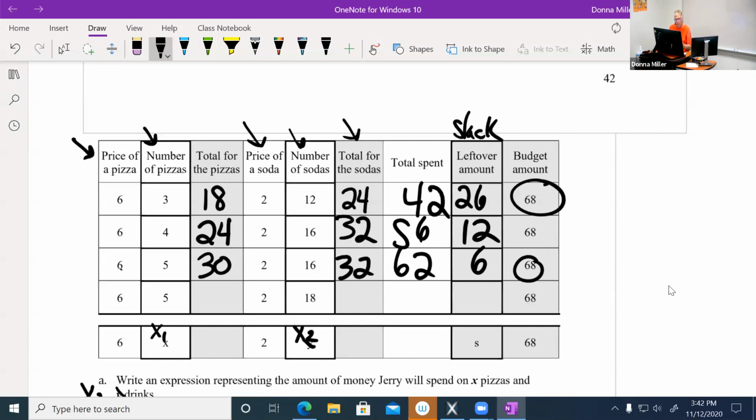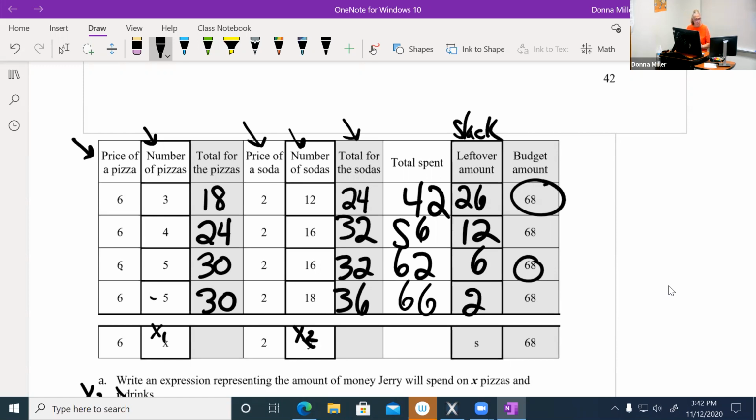All right, so fill this last one. 5 pizzas would be 30 bucks. 18 sodas, times $2 each. So I'm spending $36 on soda. 30 and 36 is 66 total. And then I have $2 left over. Okay, is that all right?